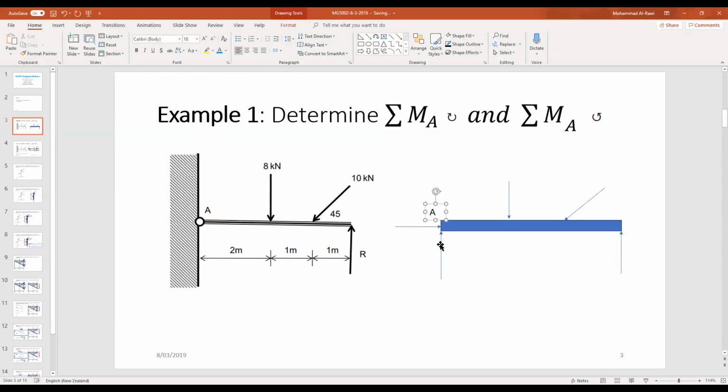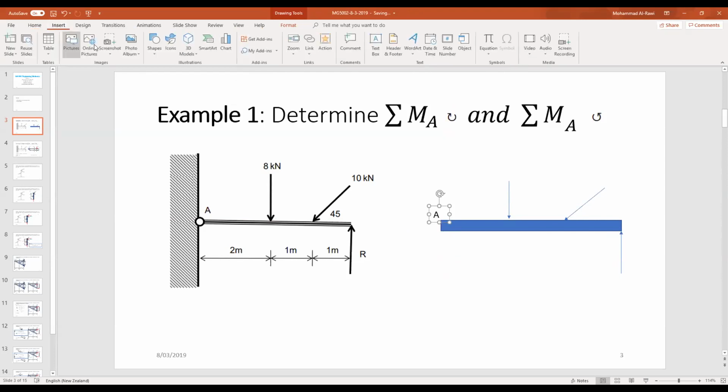So we come to A. Now, since we want to take the moments about A, technically I will not take into account the forces here because they are passing through the point A, so technically they are zero. Well, I'm trying to put the components of the forces.